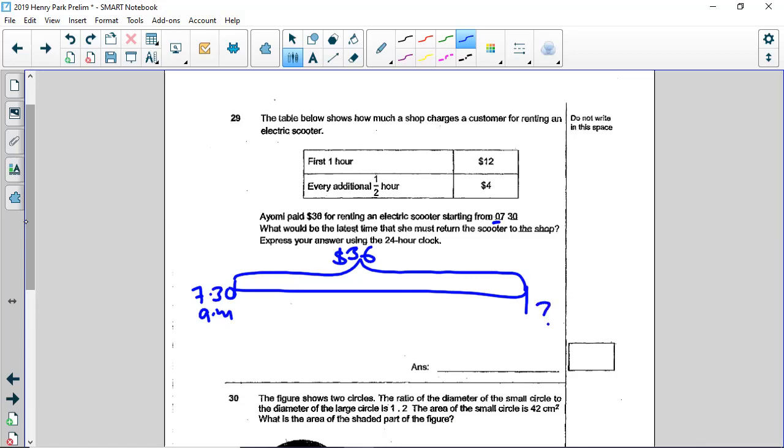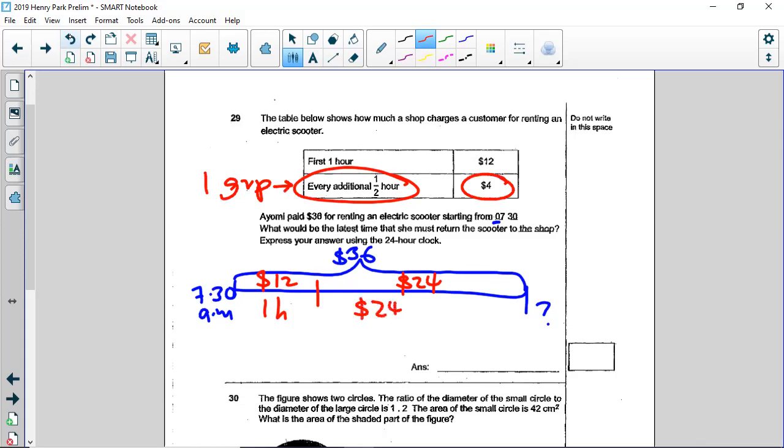So what do we do? Very easy, right? Always cut the first hour, and that will be how much? So that will be $12. Below is the duration: 1 hour, the first hour, and that will be $12. And then what's the balance? 36 minus 12, that will be $24, which is how many groups? When you see every additional, that is like one group, so you don't have to cut many parts. And how much is one group? One group is $4.